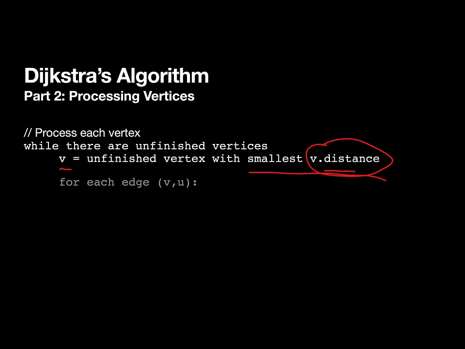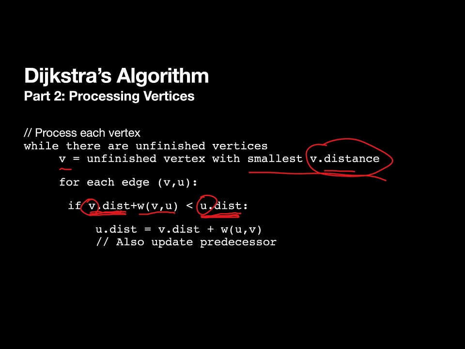Okay, and then we'll look at each of the outgoing edges from that vertex, so from vertex V to vertex U, and we'll see if the amount of work it takes to get to V plus the work to go from V to U is better than any known distance to U. So basically the idea is if the distance going through V is better than any other path that we already know about how to get to U, we'll go ahead and update our distance to U. And this is also where we'd keep track of that predecessor node if we were interested in tracking paths.